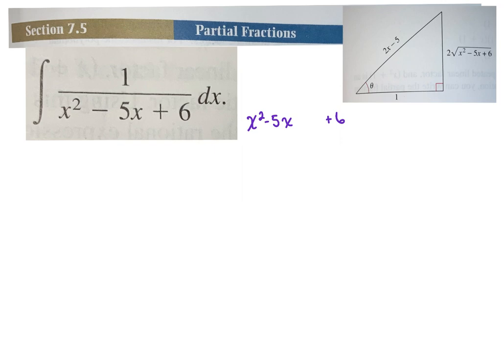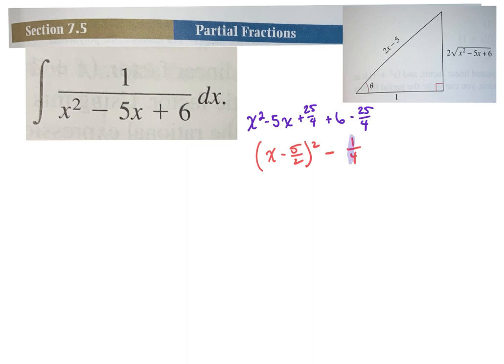So you'd have 5 halves squared, which is 25 fourths. But if I add 25 fourths, I have to subtract 25 fourths, and I haven't actually changed anything. I've just created this little perfect square. The perfect square here is going to be x minus 5 halves squared. And this is going to end up being negative 1 fourth, or subtracting 1 fourth rather. So we would say minus 1 fourth, which we can rewrite as 1 half squared.